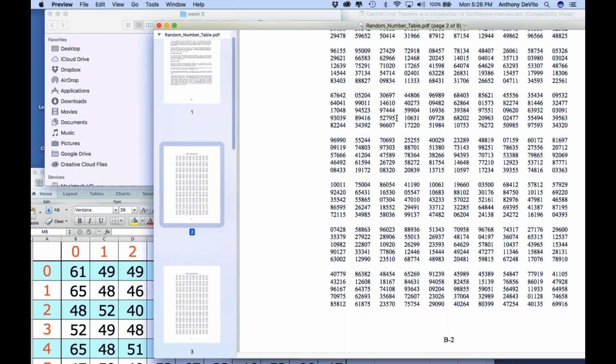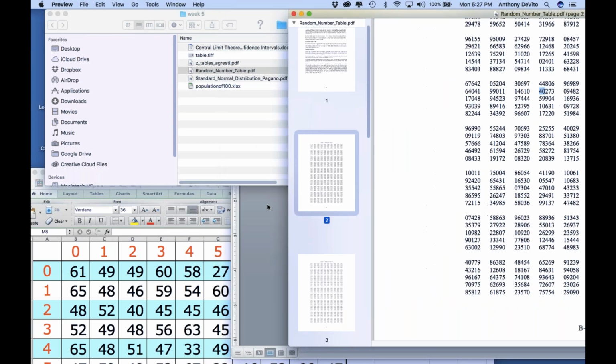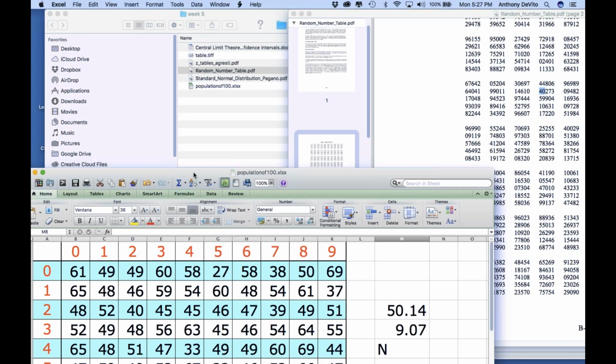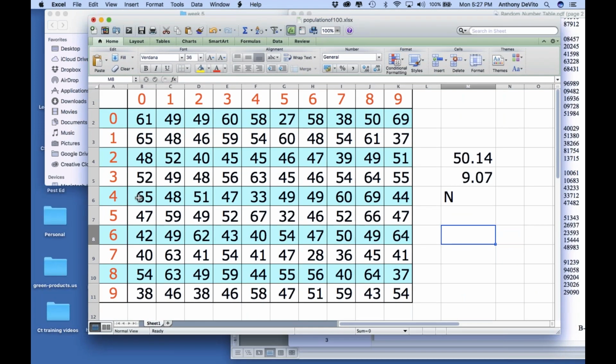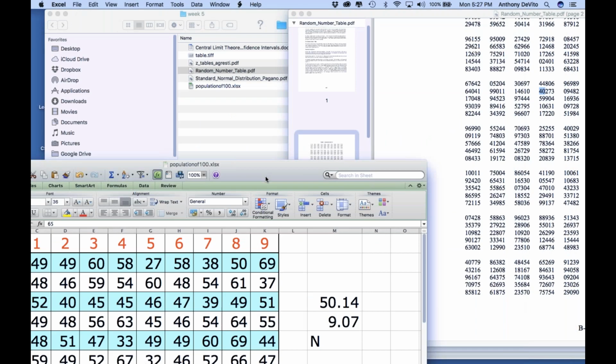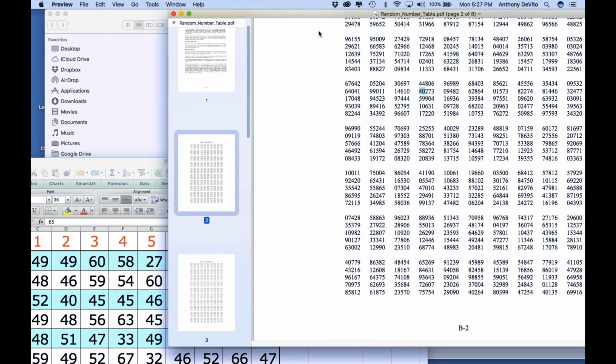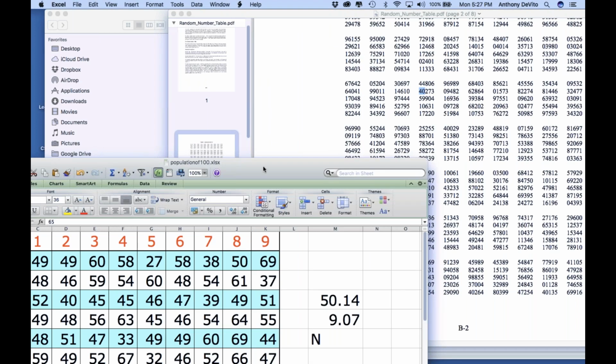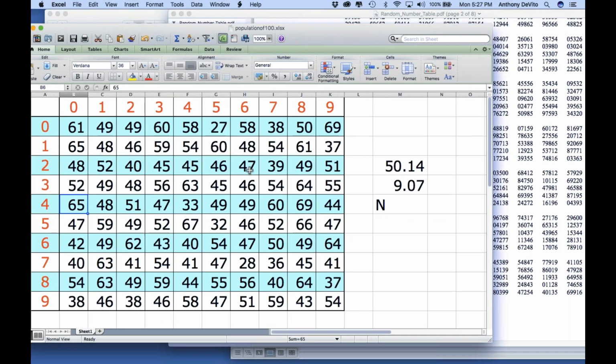So I'm going to use the first number. Notice two numbers, right? 4 and 0. I'm going to use that to represent the row and column number from my population. So if I come up with 40, that's going to represent the person in row 4, column 0. So that's going to be 65, right? And the next person is going to be 27, row 2, column 7. Row 2, column 7 happens to be 39.